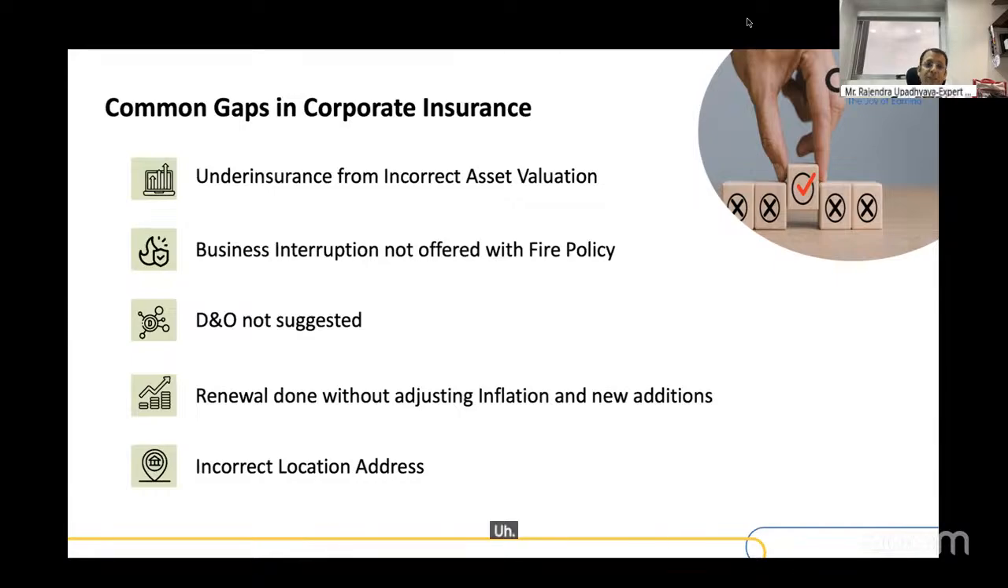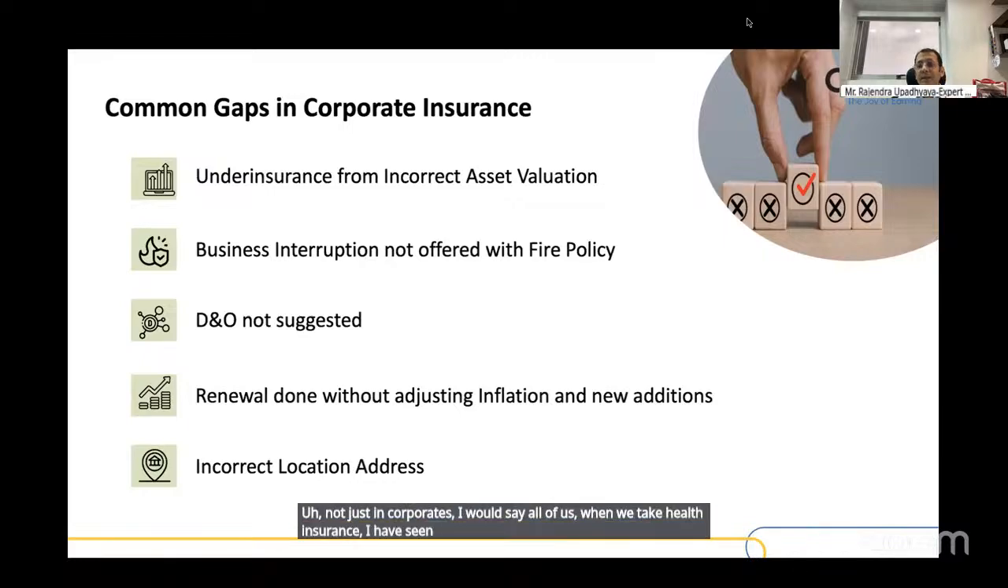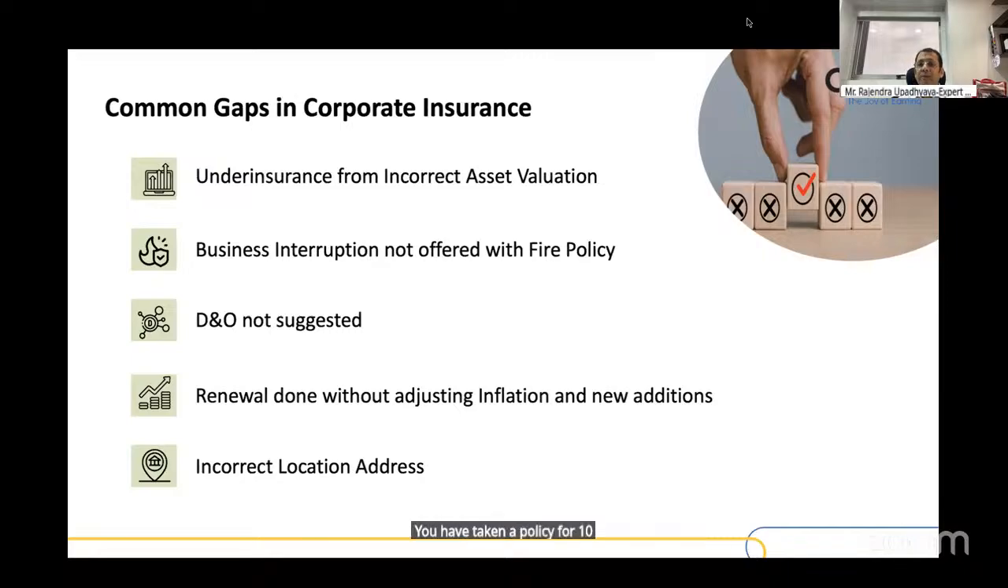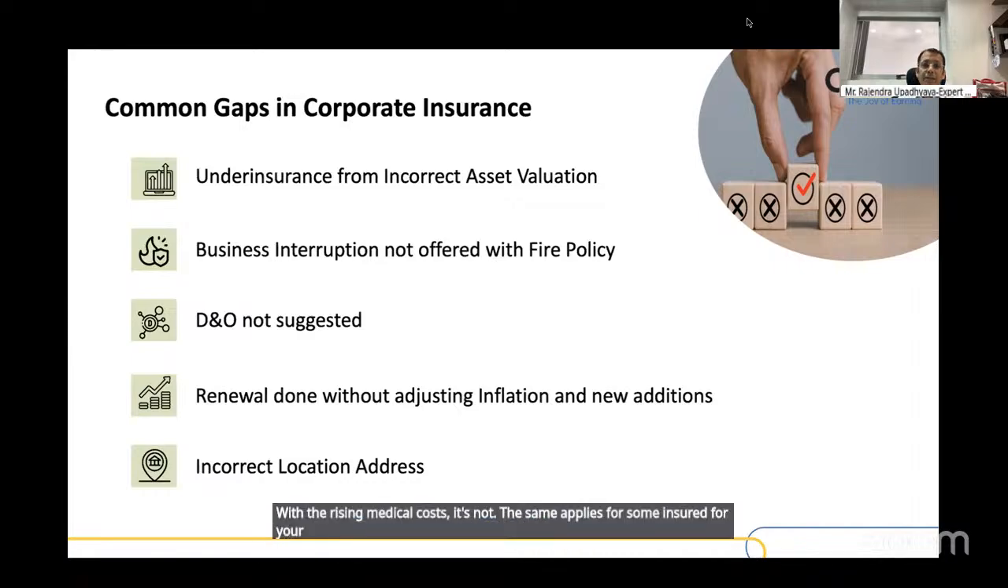Not just in corporates, I would say all of us, when we take health insurance, I have seen many cases where you took a policy 10 years back worth 5 lakhs. Will that be relevant today with rising medical costs? It's not. The same applies to the sum insured for your factories, assets, stocks, everything.